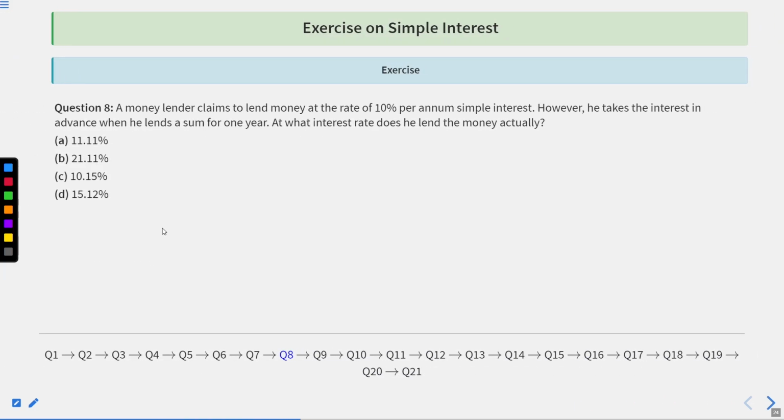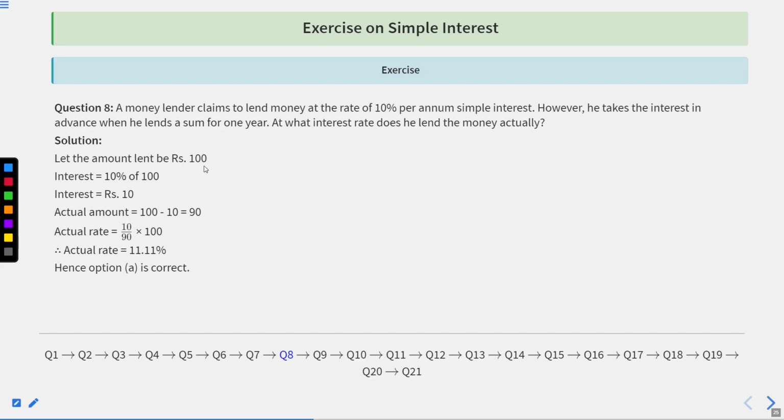Question number 8. A moneylender claims to lend money at the rate of 10% per annum, simple interest. However, he takes the interest in advance when he lends a sum for 1 year. At what interest rate does he lend the money actually?